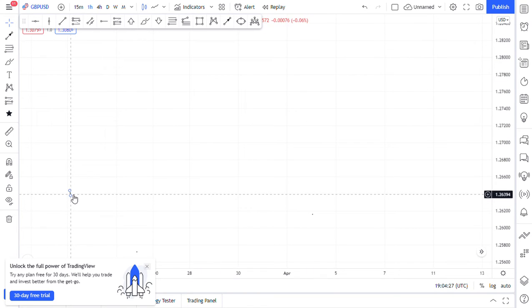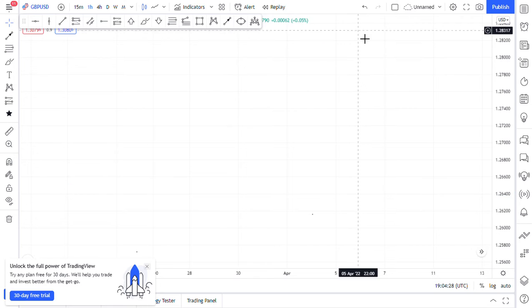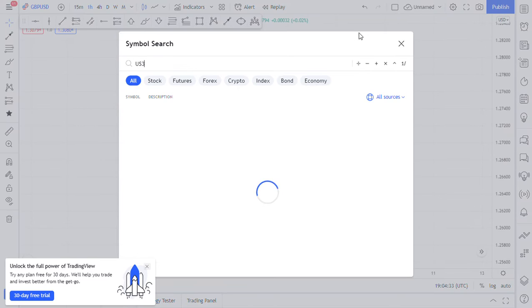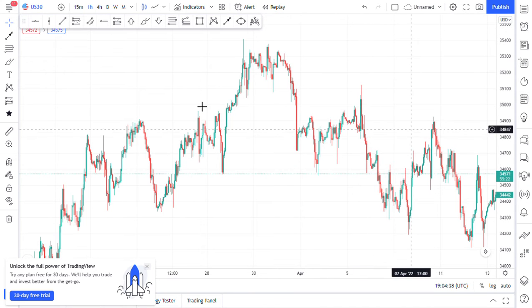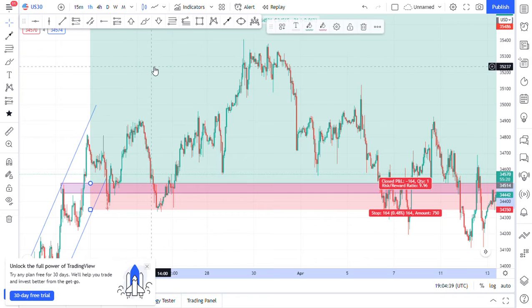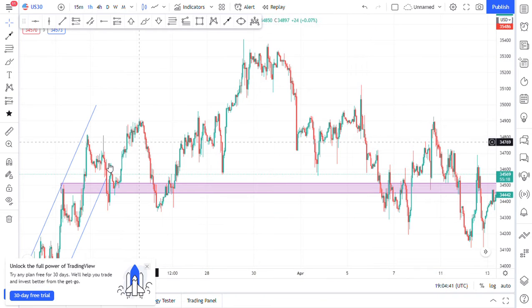So that is basically it. Let's hop into the US30 and see what we can observe. Top down analysis, as always said. That was many weeks ago while I was learning. I don't trade the US30 now, but I still look at the chart.